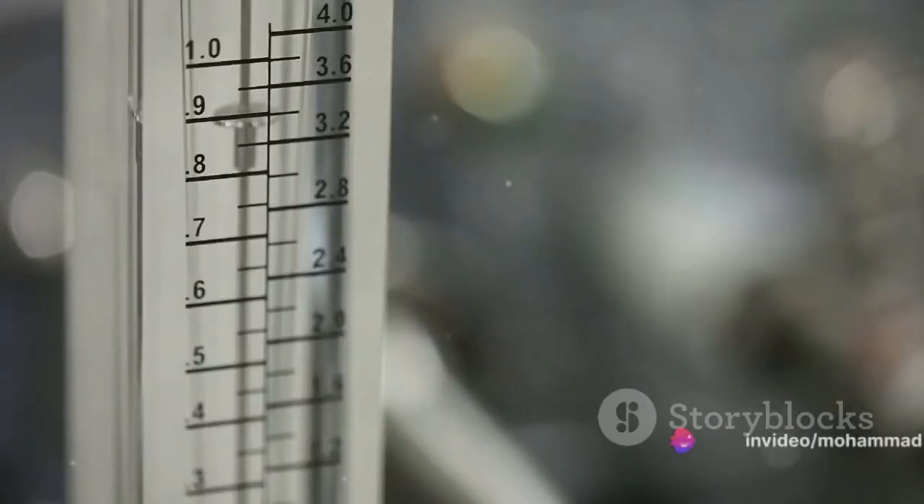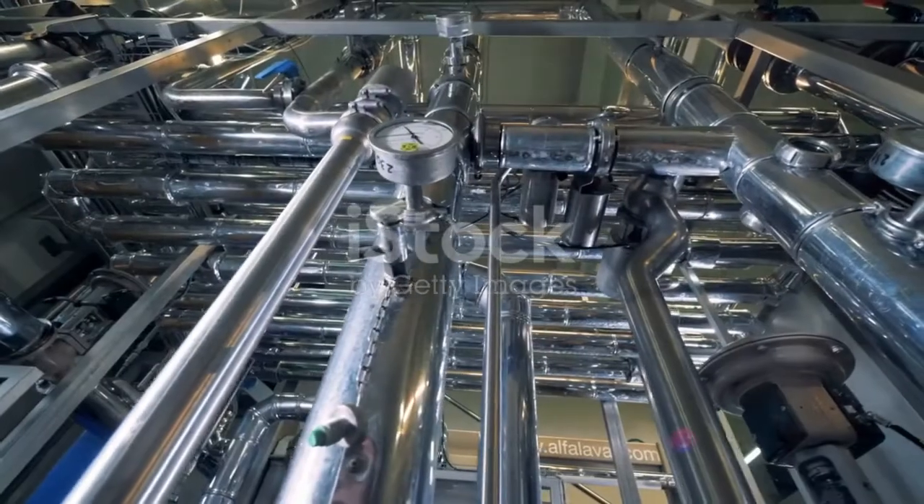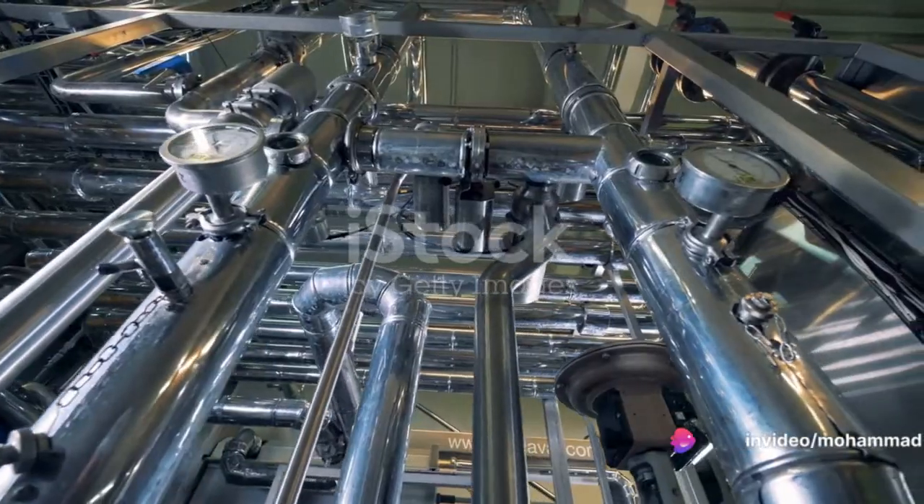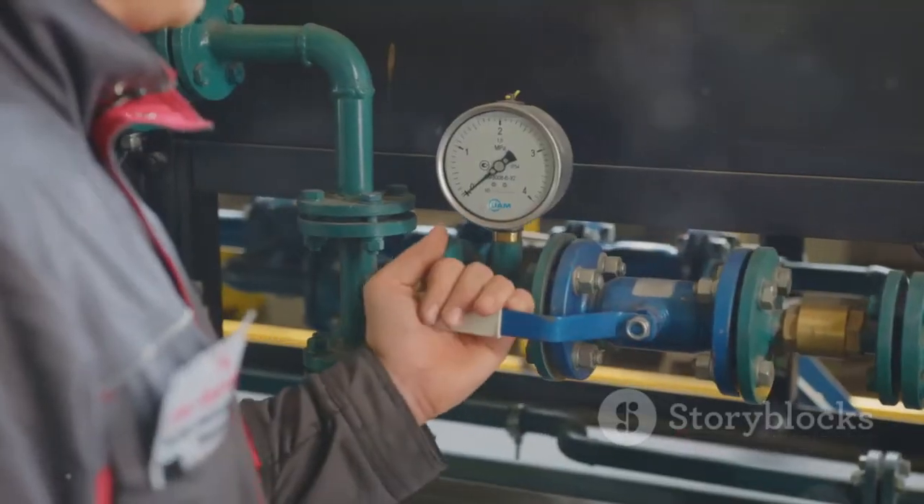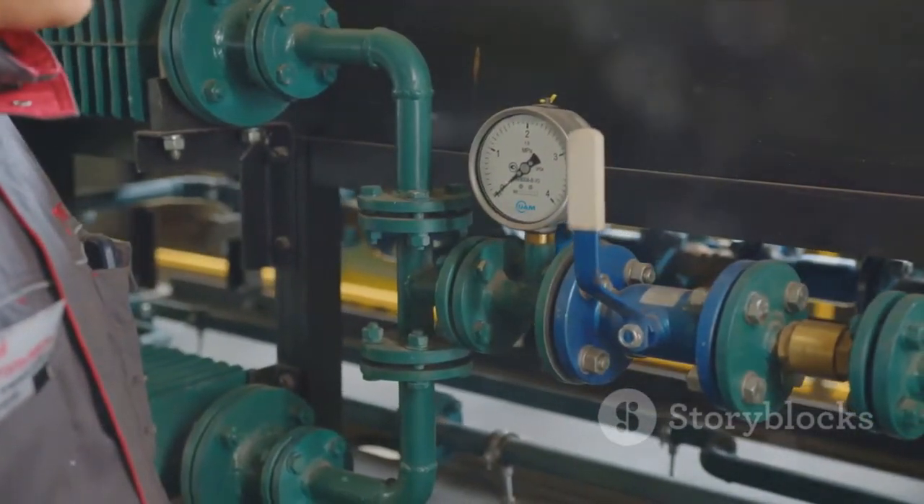The Square Root Extractor is a crucial component in our flow rate measurement setup. It helps us navigate the nonlinear relationship between flow rate and differential pressure. Remember how we said that differential pressure is proportional to the square of the flow rate? Let's dive deeper into that. The equation that governs this relationship is quite straightforward. Here, Q represents the flow rate, and delta P denotes the differential pressure across the orifice.